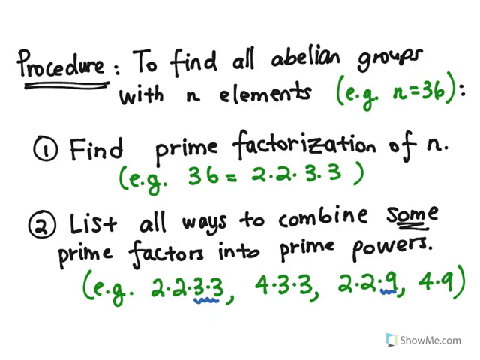Alternatively, I could leave the 2's alone, but combine the two 3's into a 9. So I'll have 2 times 2 times 9. Or I could do both. I could combine the two 2's into a 4 and the two 3's into a 9. So I'll have 4 times 9 in that case. These are all the possible ways to take some of the prime factors in the prime factorization of 36 and combine them together into prime powers. So there's one more step to the procedure, which I'll show you on the next slide.